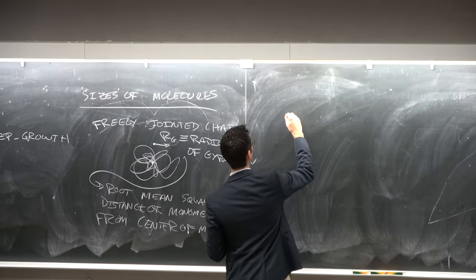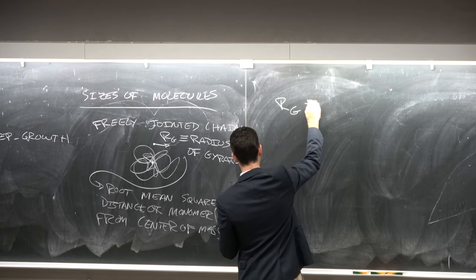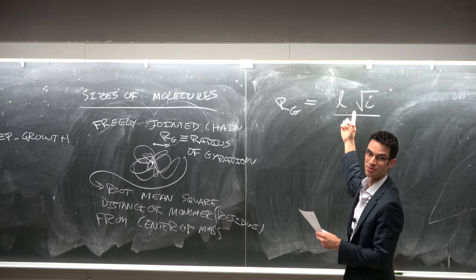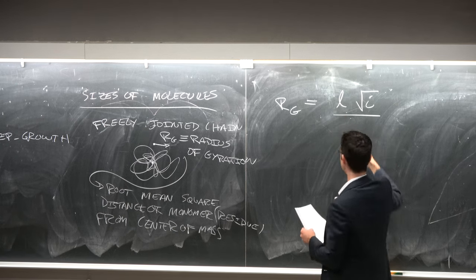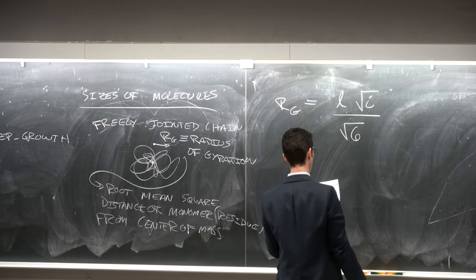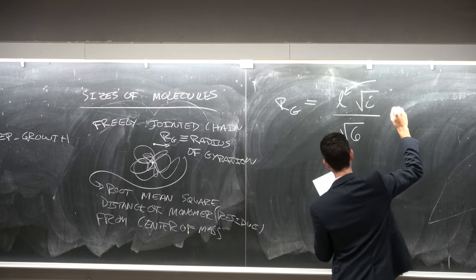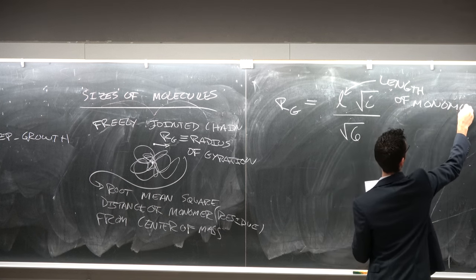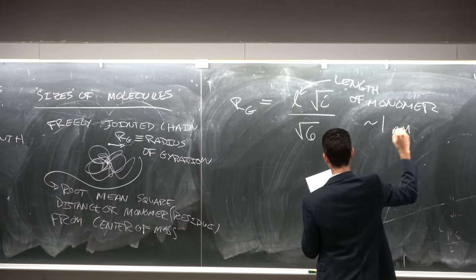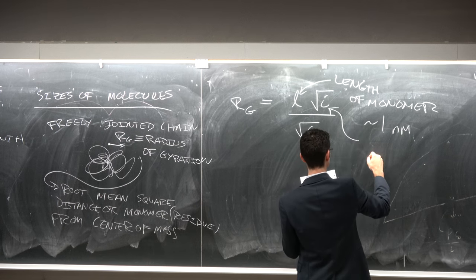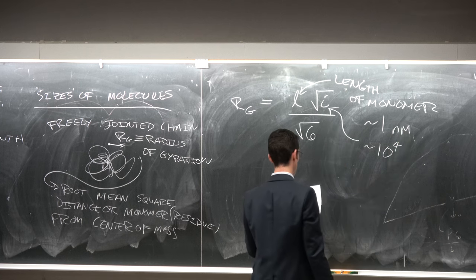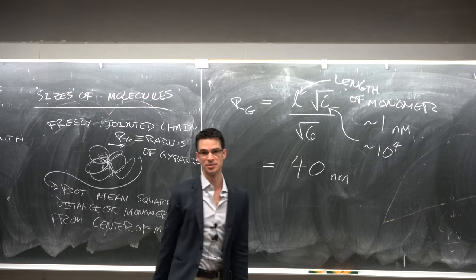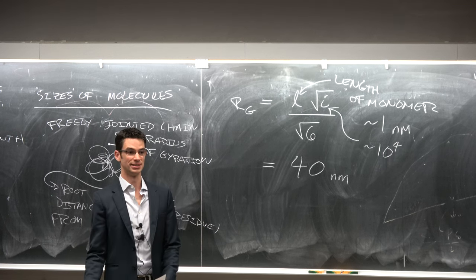So mathematically we can show, we're not going to show it, that the radius of gyration is equal to L times the square root of the degree of polymerization, over the square root of 6. This is not the imaginary square root of -1. L is the length of the monomer, and let's say that it's about 1 nanometer. And say that the degree of polymerization is, say, 10 to the 4, then we have a radius of gyration of 40 nanometers. And that would be typical of a polymer blob in solution using this model.